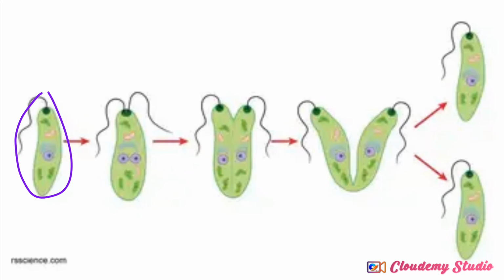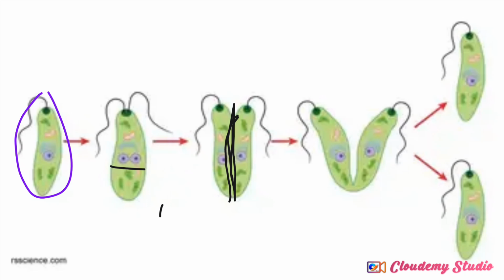Now, if you look at the second stage, you will notice that the nucleus has become two. Let me change the color. Can you see? Let me mark it so that you can see the nucleus has become two. Now, as the nucleus divides in this third stage, the cytoplasm, look at this line, begins to divide vertically. You get me now?